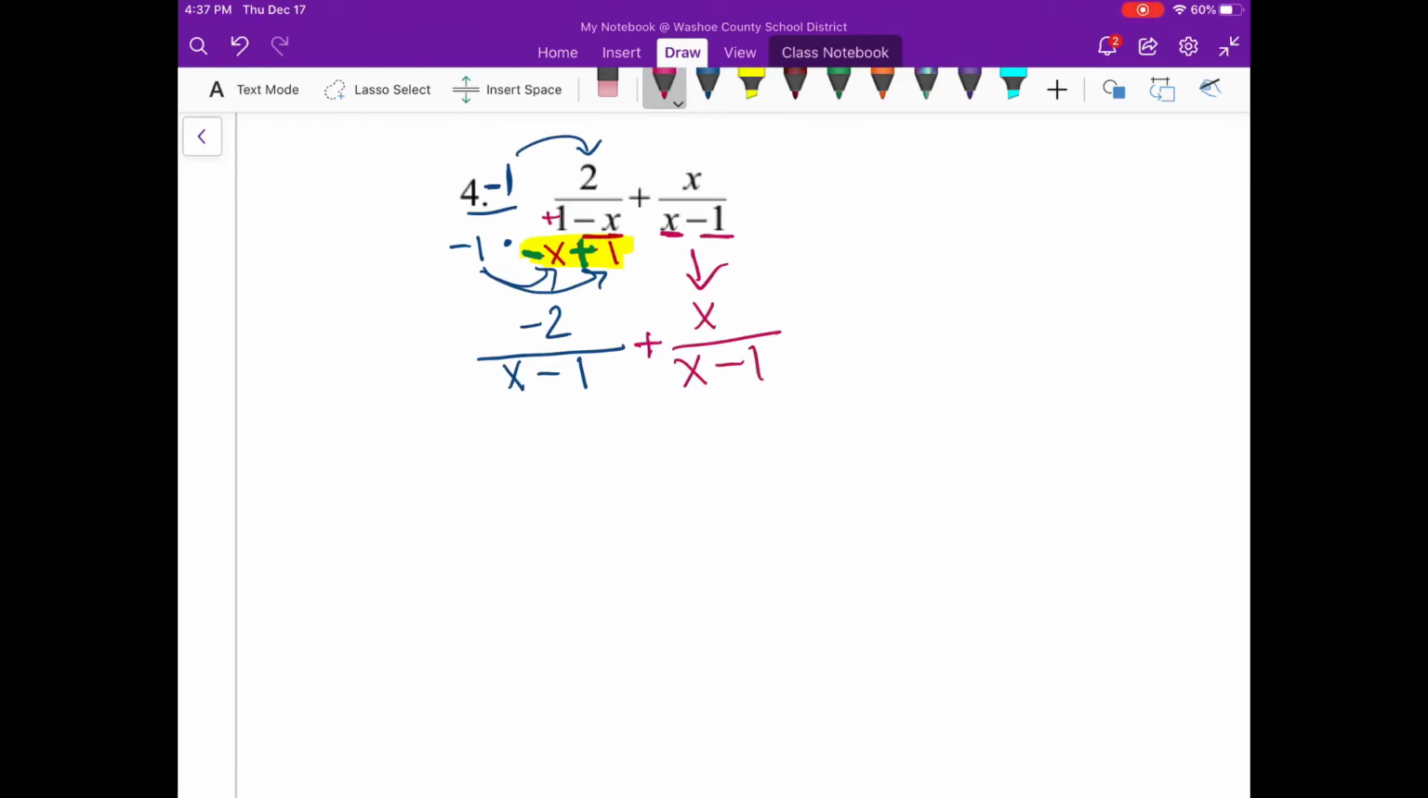Now I can bring this down. Now I have a common denominator. So I, again, only needed to do one thing to one of the fractions. Given that I have one common denominator, I'm going to write it as one fraction. So that's a negative 2 plus x.